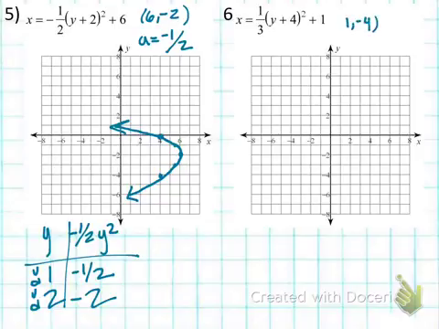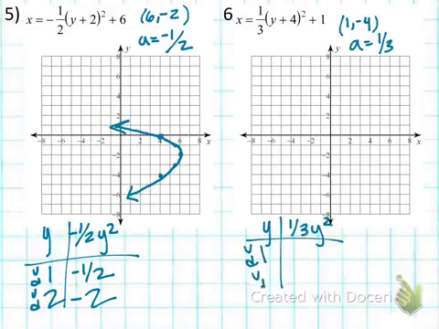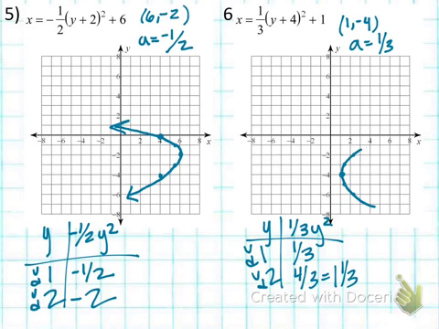Number 6 is very similar. 1, negative 4 is my vertex. 1/3 is A. My shortcut table then looks like this. If I go up or down 1, that's just 1/3. Plugging in 2, I get 4/3 or 1 1/3. So starting at my vertex, I have these other points, and I make my curve.